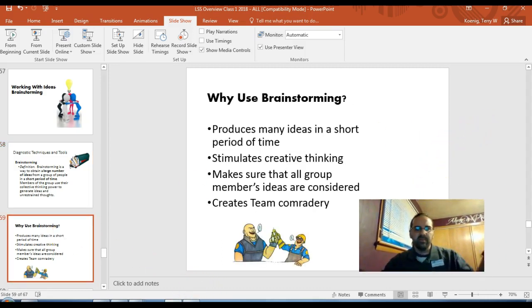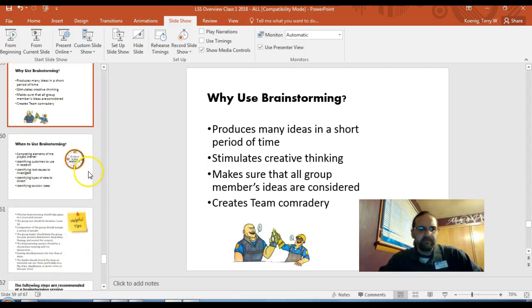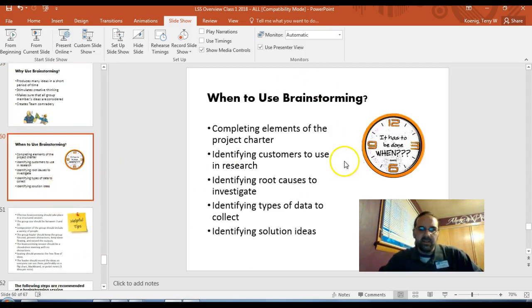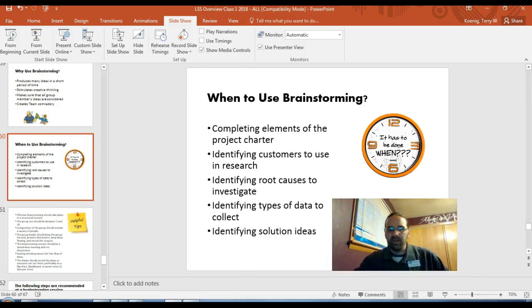Right, so why use it? A lot of ideas in a short time. Stimulate some creative thinking, gets some juices flowing, gets everybody involved, creates a little team camaraderie, make some friends, gets things going. So you want to still use your charter. Make sure you're identifying your customers' needs. You're looking for a root cause. So you can make your brainstorming fun, but realize you're doing it for a purpose.